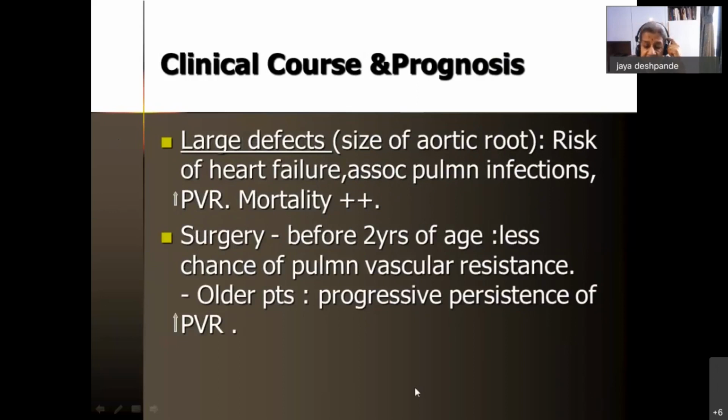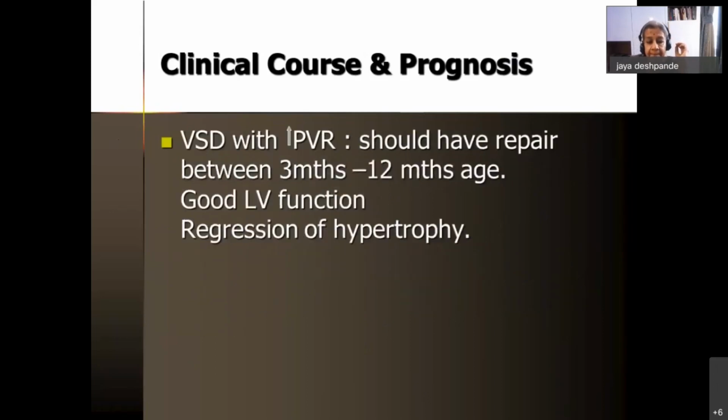It is in these cases particularly that surgery should be done before 2 years of age because you have less chance of developing pulmonary vascular resistance. The older the patients, the more they have progressive persistence of pulmonary vascular resistance, which is then difficult to manage. So VSDs with raised pulmonary vascular resistance should have a repair done between 3 months to 12 months of age, so that they can preserve a good LV function and there is regression of hypertrophy.